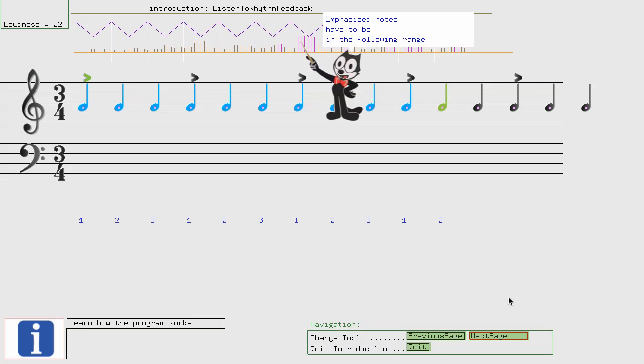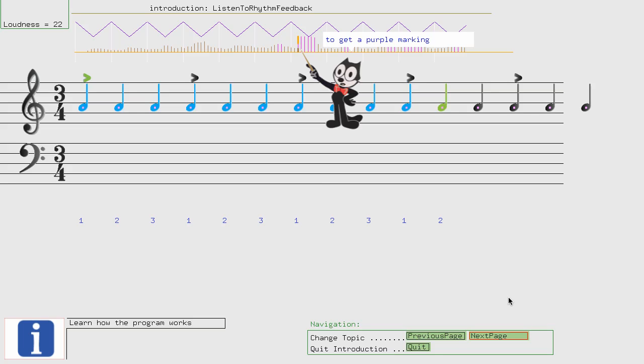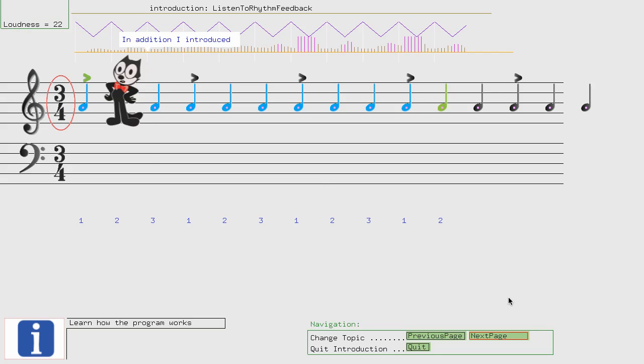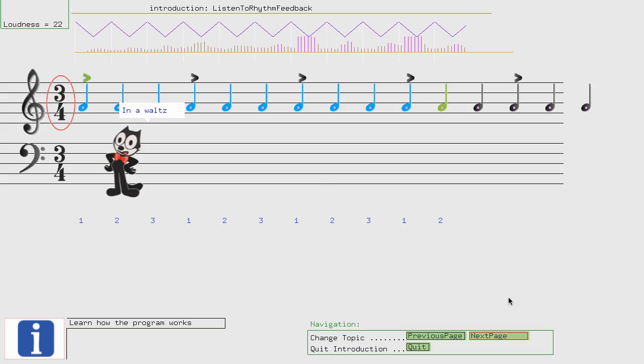Emphasized notes have to be in the following range to get recognized as correct and get colored purple. For softer notes, the loudness range has of course to be in this low area to get a purple marking. Up in the corner, I show the loudness score counter. In addition, I introduced the time signature. In a waltz, we play 3 quarter notes before we restart counting.